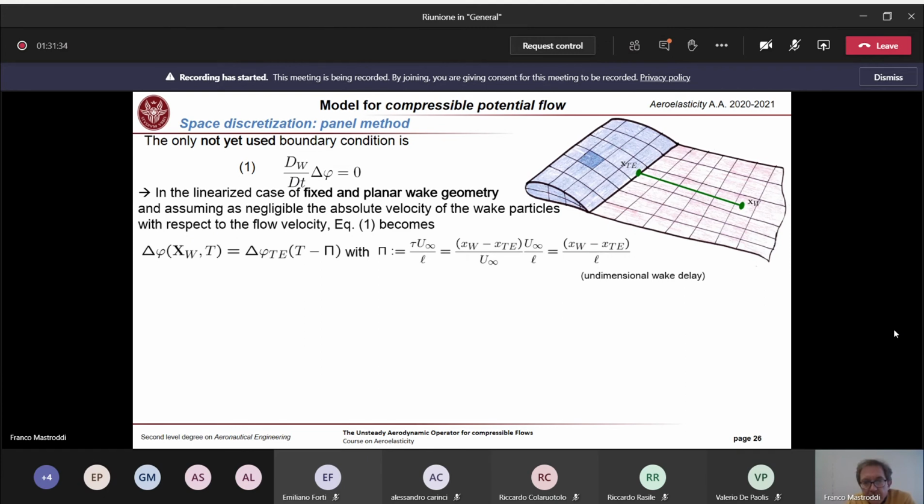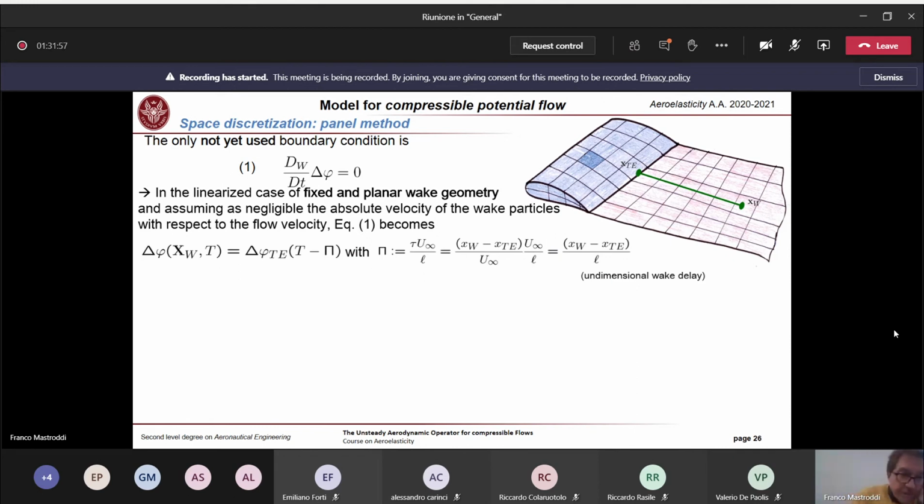Wake. The wake discussion is actually the same, but for the wake we have just to add a delay contribution. So the delay mechanism of the wake is a further mechanism with respect to compressibility delay. So we have another further delay mechanism associated with the wake, just to be added.